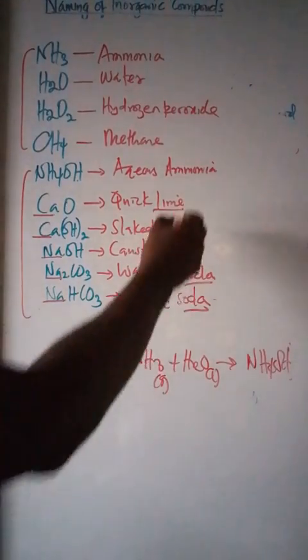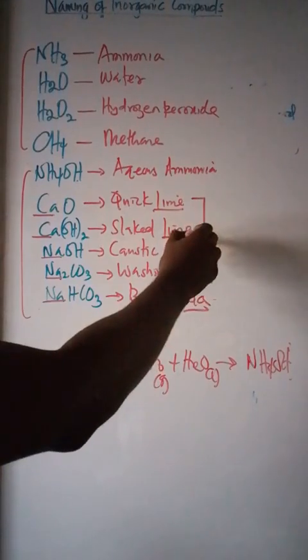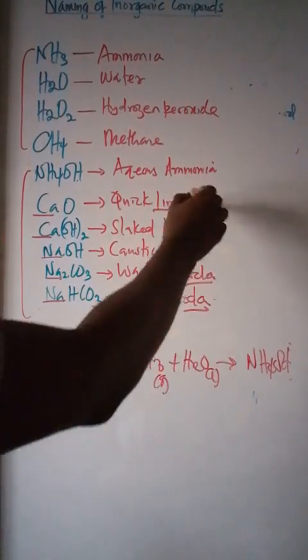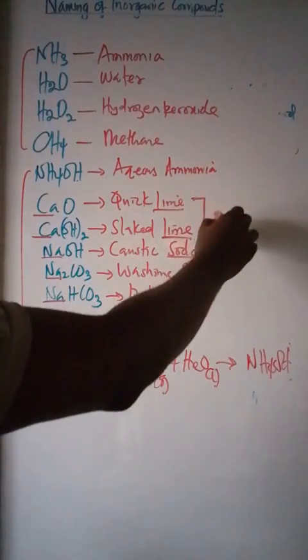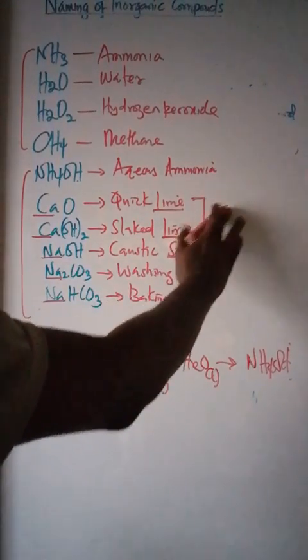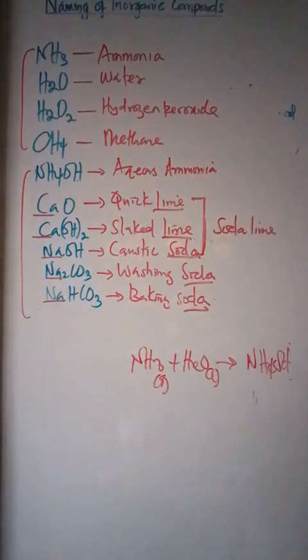So soda lime is actually the mixture of quicklime and slaked lime, with caustic soda, I guess. So these three give us what we call soda lime. A soda lime is actually a mixture, and it has a special use.